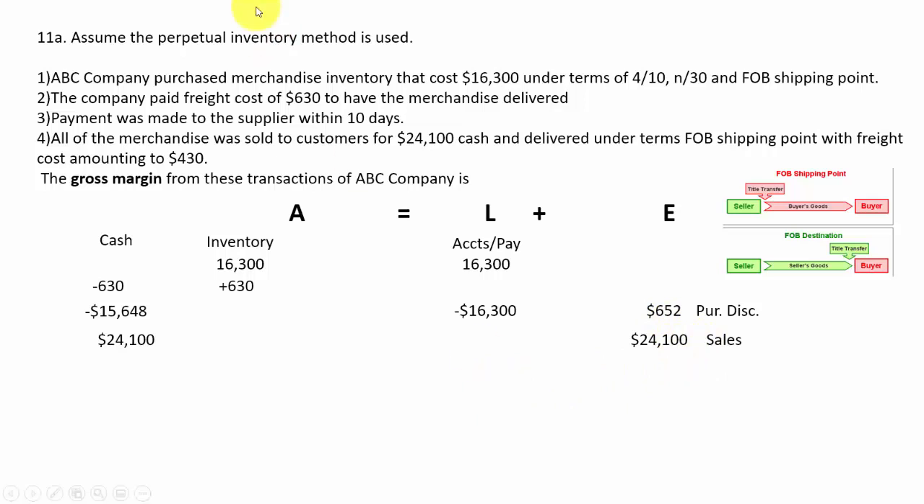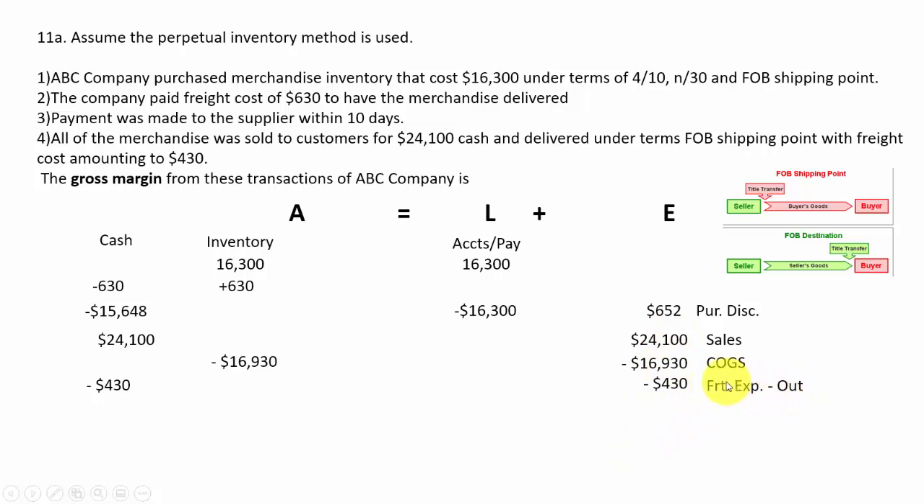And now, since we're under a perpetual inventory system, we're also going to show the cost side of that inventory transaction. So we're going to take $16,930 out of inventory, which is the cost plus that freight, and show that as cost of goods sold. So that's the retail side of the sale, and that's the cost side of the sale. And then another $430, since we paid that for freight, we're going to reduce cash by $430 and also reduce equity, because that's another expense to us under freight out.